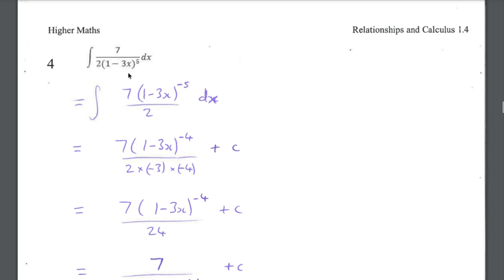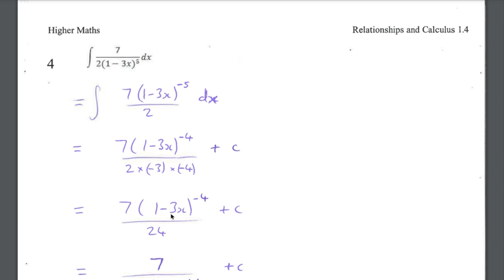And last question, 7 over 2 bracket to the 5. So again, the bracket comes up, the 2 stays down there. So 7 bracket to the negative 5 over 2. Add 1 to the power, divide by the new power. We've already got a 2 on the denominator, guys, so that stays where it is. Also need to multiply by the derivative of the bracket, which will be negative 3.